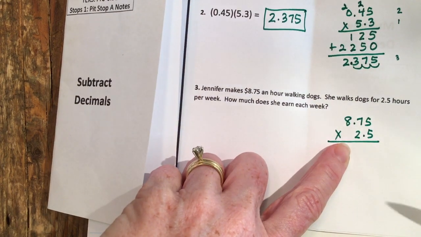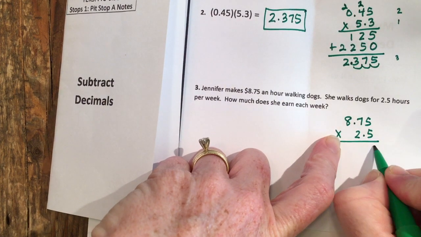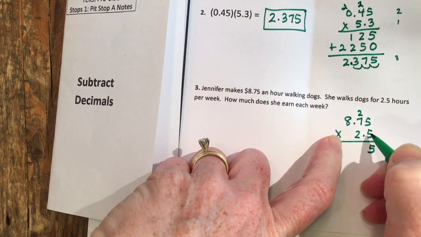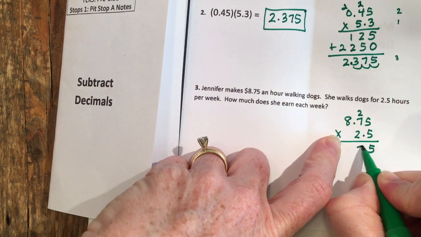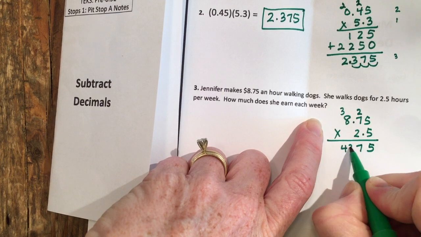Okay, and just noticing again, you don't have to line up the decimal when you multiply. 5 times 5 is 25, carry your 2. 5 times 7 is 35, plus 2 is 37, carry your 3. 5 times 8 is 40, plus 3 is 43.